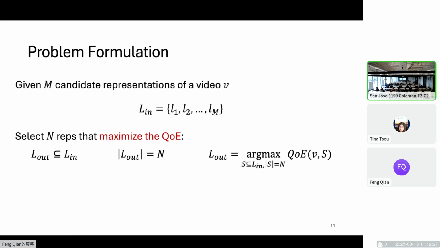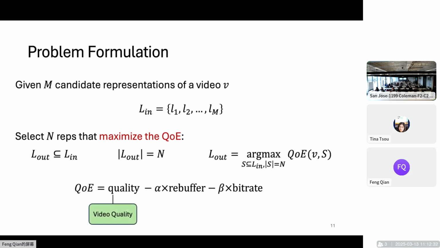Then how do we define the quality of experience? We use a very simple metric. Obviously we need to look at the quality, so the higher the quality is, the higher the QoE is. We also give a penalty whenever it incurs rebuffering or stalls. And the third term is a penalty on data usage, because if you have a higher bitrate, then we need to pay more to the CDN, and meanwhile the end users will also spend more data, for example when the user is on a cellular network. So we also give a penalty for the data usage.